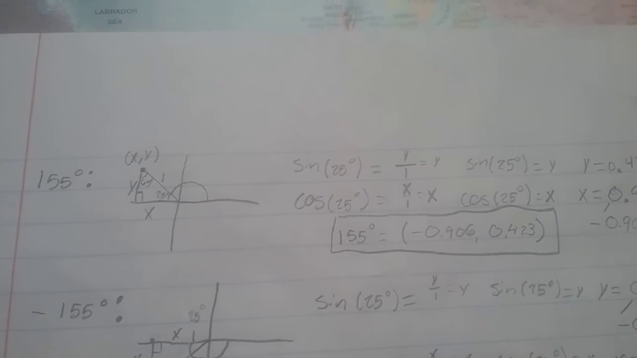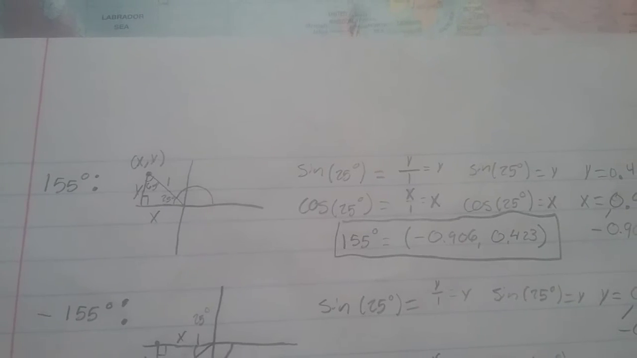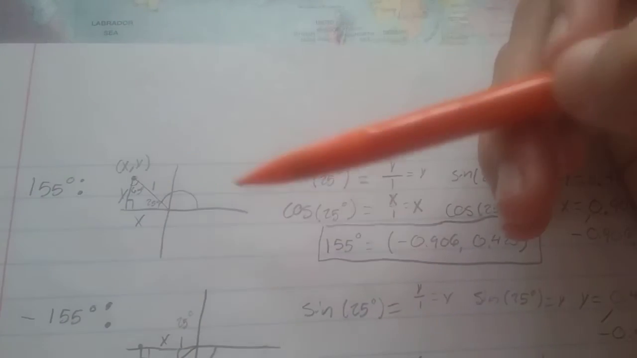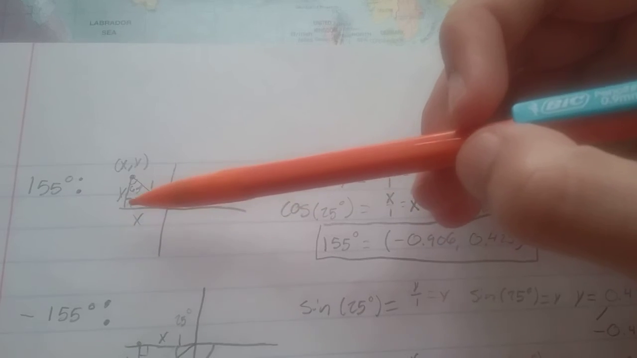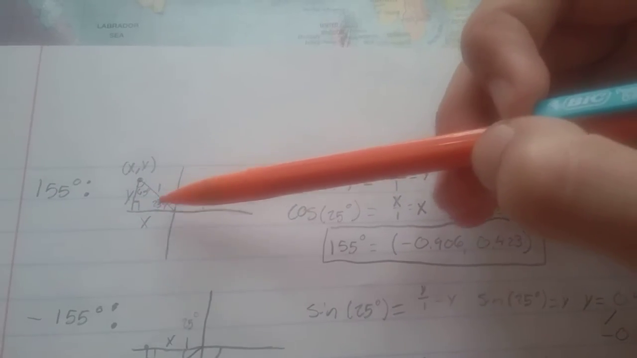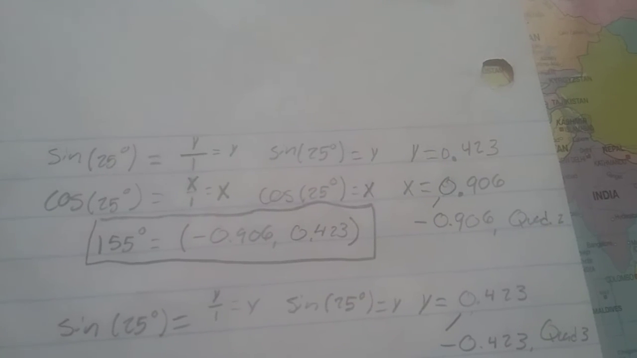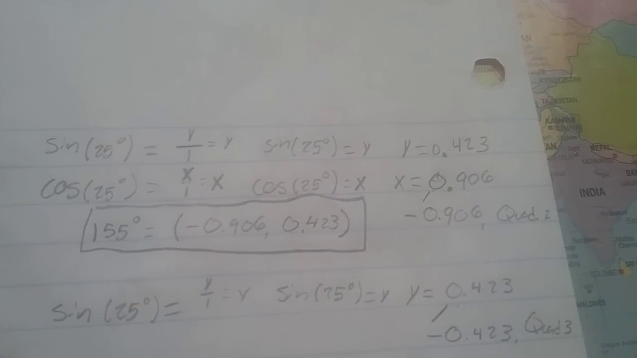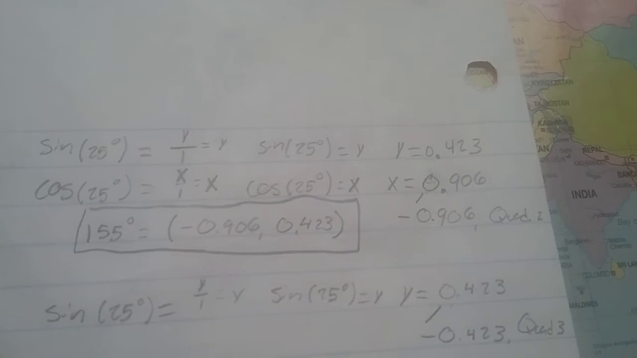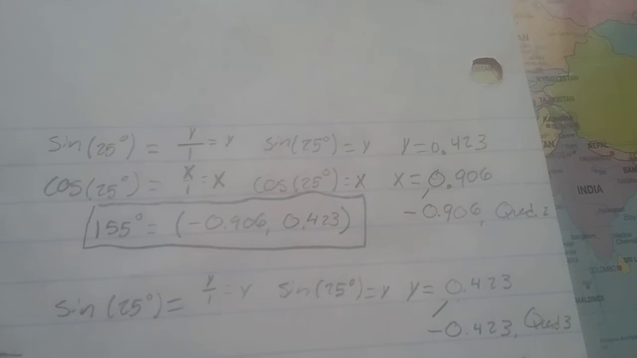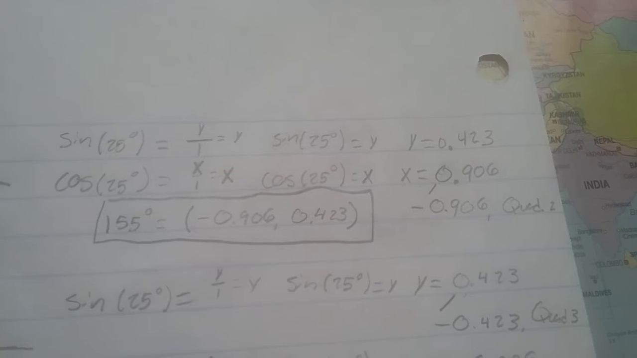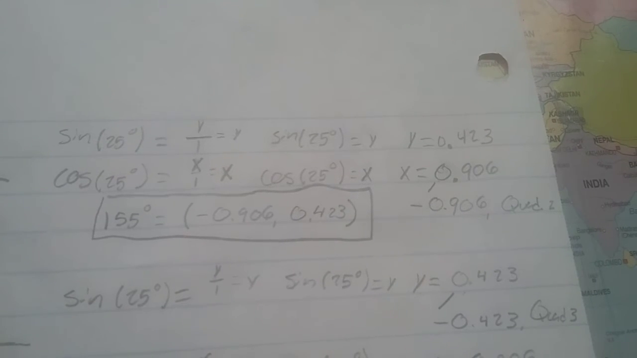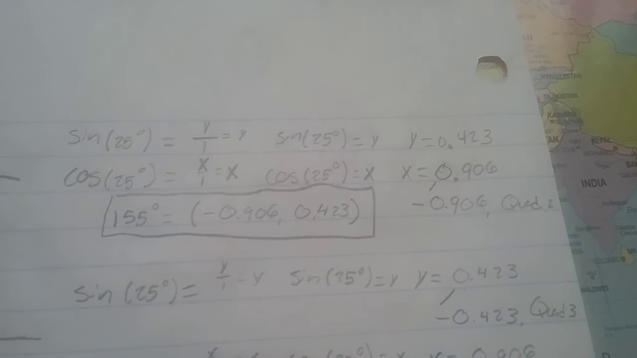So first we can take the sine of this triangle, or 25 degrees, and remember that sine is the opposite over the hypotenuse, so y over 1, which is just equal to y. Sine of 25 degrees equals y, and when you punch that in your calculator, you get that y is equal to 0.423. Remember to have your calculator in degrees, otherwise you will get the wrong answer.